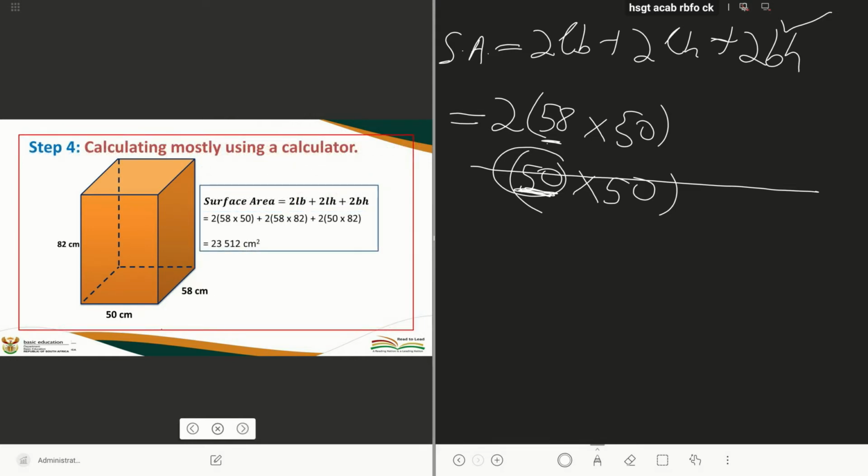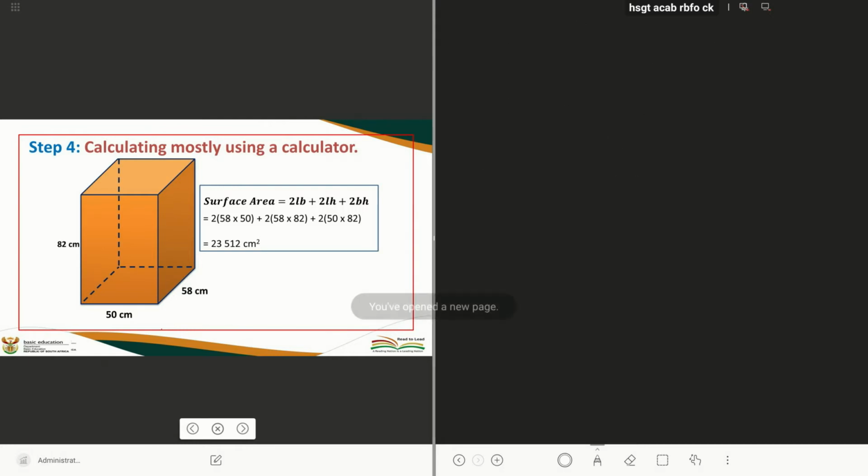Step number 4. In step number 4, calculate using a calculator. So simple, you just punch these values in your calculator, you punch this one again, you punch this one, you get your answer to be 23,512 square centimeter or centimeter squared.